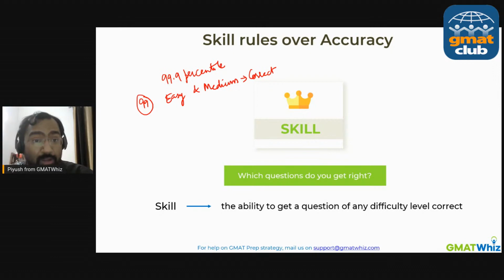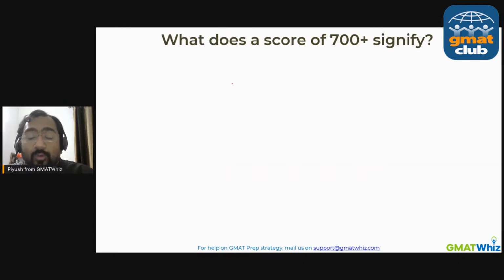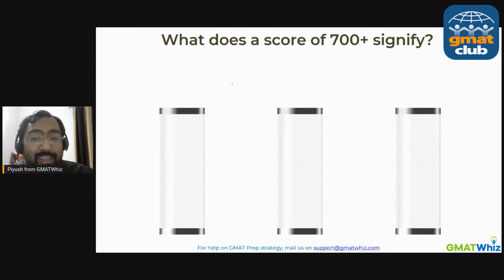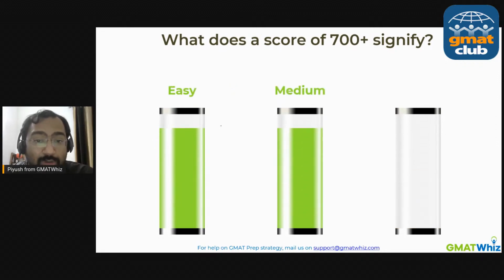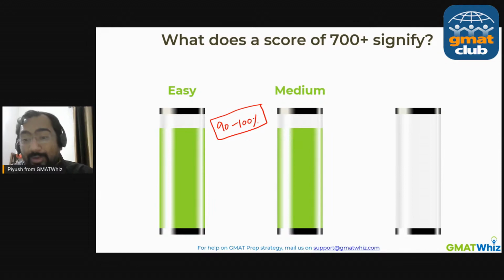But in GMAT, that doesn't work. You cannot skip questions. In fact, unless you get the hard questions right, you cannot score high on GMAT. So let me bring you to that. What does a score of 700 plus signify? It signifies that you are getting a very high accuracy in easy and medium questions, very close to 90 to 100%. You don't have any scope for error there. So this part is similar to CAT. You have to get the questions which are easy and medium correct.